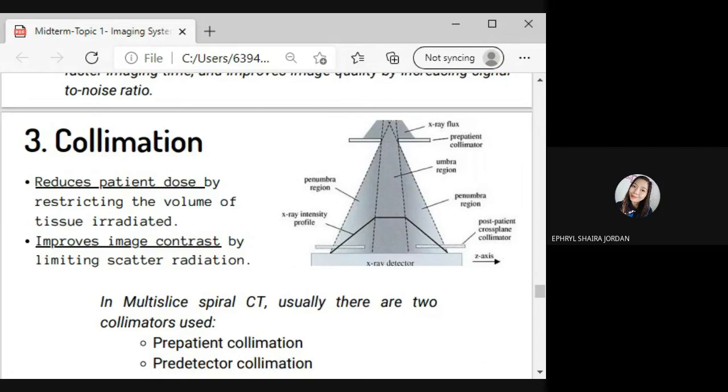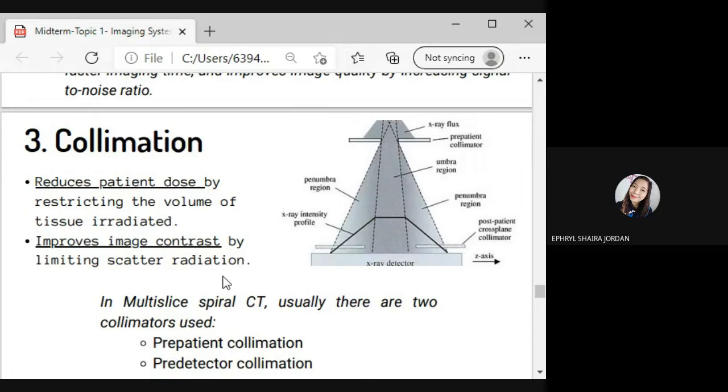In conventional radiography, only one collimator is mounted on the X-ray tube housing, while in multi-slice spiral CT, usually two collimators are used. These are the pre-patient collimation and the pre-detector collimation. As the word itself says, pre-patient is present before the patient, and the second, the pre-detector, is present before the detector.